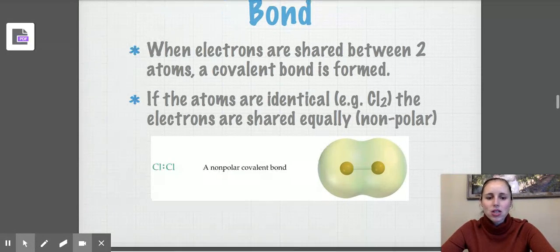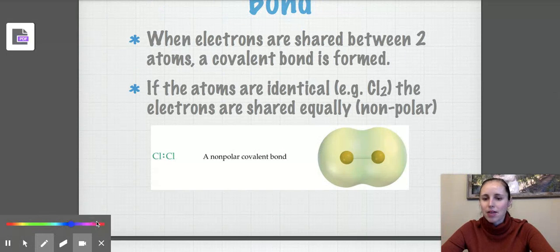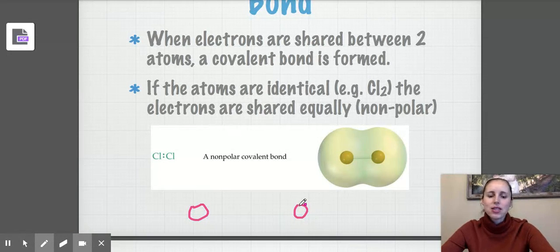So essentially what that means is I always like to think of it like a tug of war. So you have a chlorine here and you have a chlorine here. And since they're the same atom, they have the exact same strength. They have the exact same electronegativity, and they are fighting over a pair of electrons. Now, this chlorine and this chlorine are the exact same strength. Since they're the exact same strength, there's going to be no winner, right?